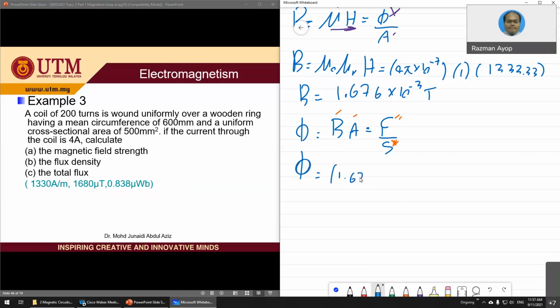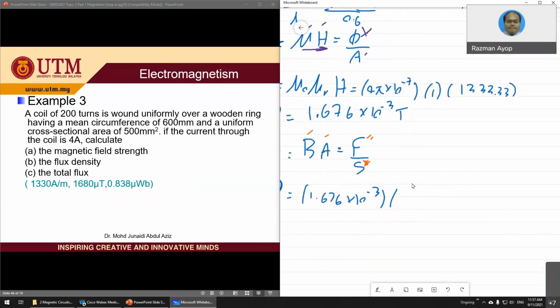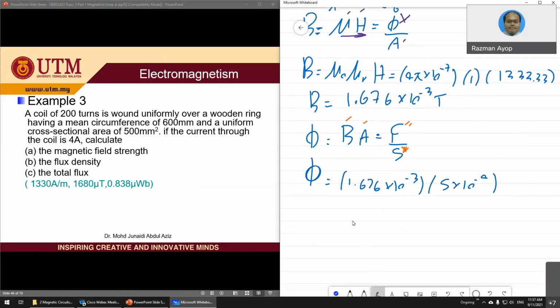So 1.676 multiplied by 10 negative 3. So where is the area? Oh, okay, you have to convert it. The area is 5 times 10 negative 4. So 1.676 times 10 negative 3 multiplied by 5 times 10 negative 4, okay. So you get 8.38 multiplied by 10 negative 7. Whatever. So the answer is the same. So make sure you copy this because there is no answer in the slide.